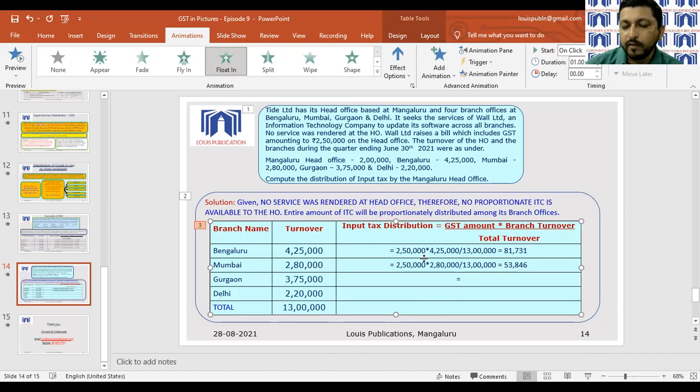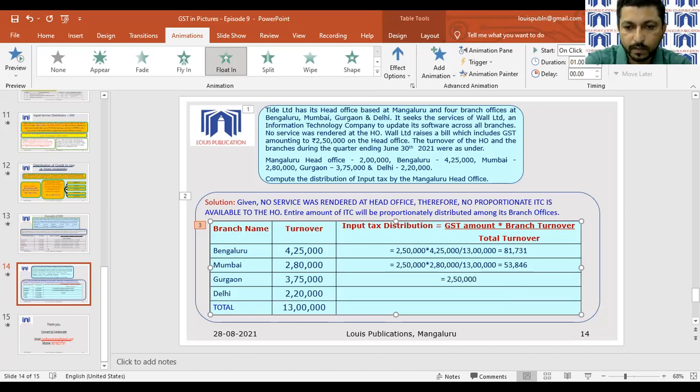Another simple method of calculating, every time instead of going through this, we can easily take this number, 2,50,000, the GST amount divided by the turnover. So if I take that number, that would become very easy. So I take 2,50,000 divided by 13 lakh. So I get the value as 0.19230769. If I simply multiply that with 3,75,000, I will get the number 72,115.